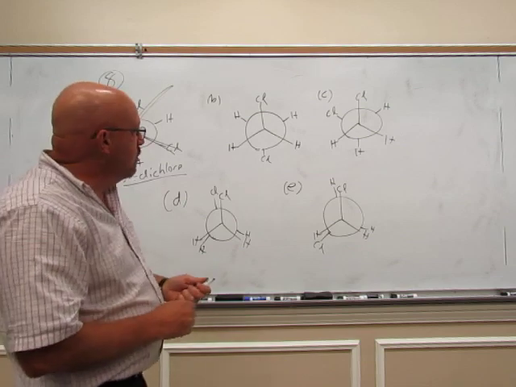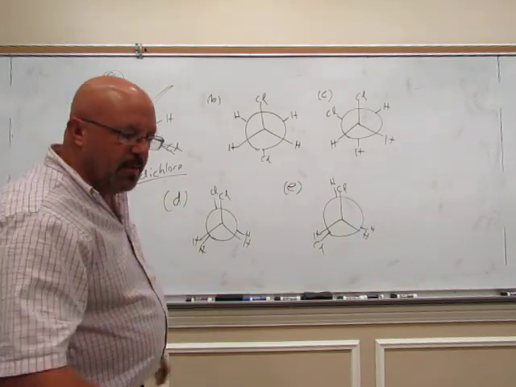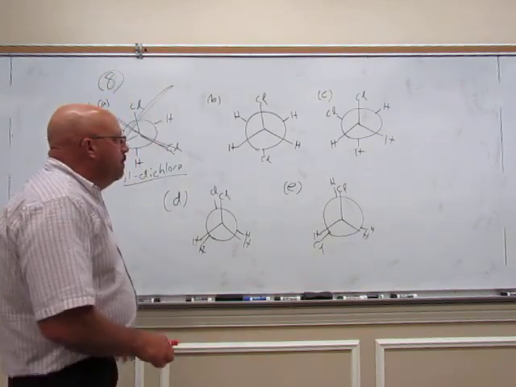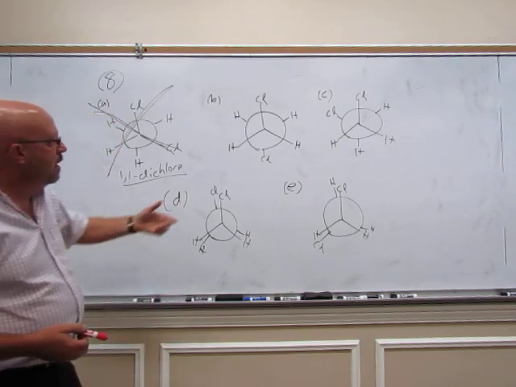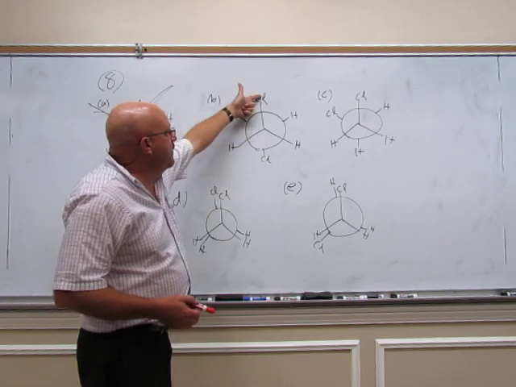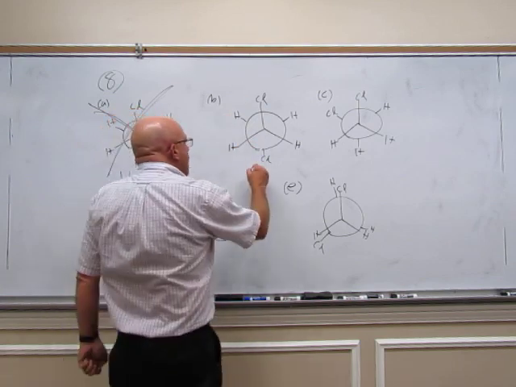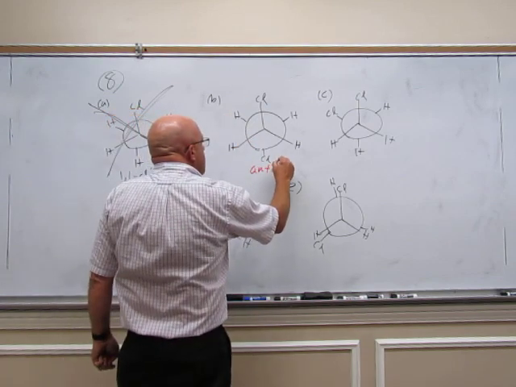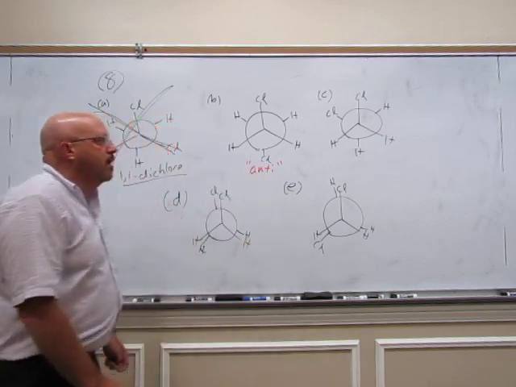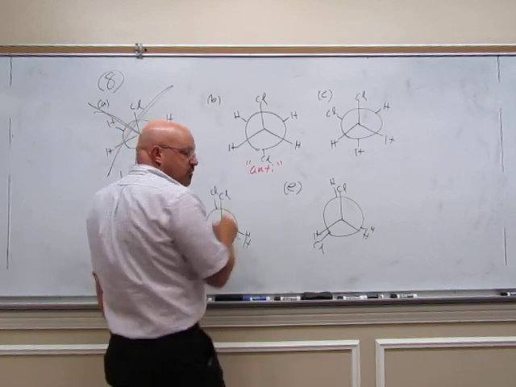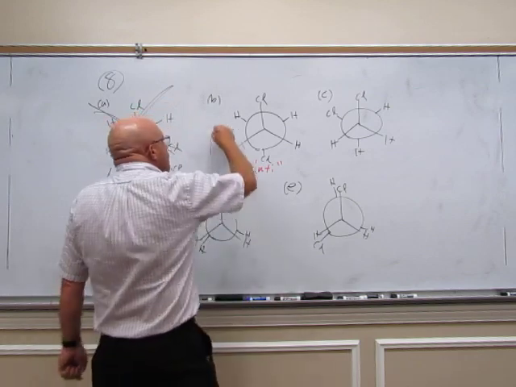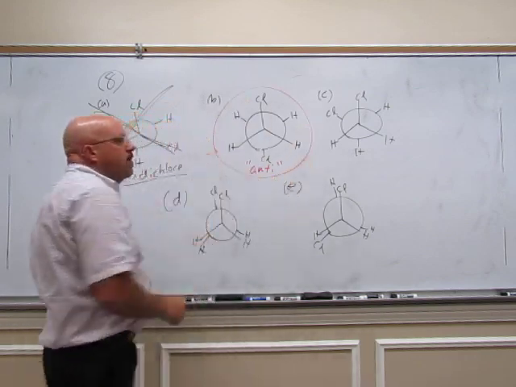Now it asks for the most stable conformation. The most stable is to get those substituents as far away from each other as possible. That's to have the chlorines on opposite sides. This is the anti conformation. They are anti to one another. They are as far away from each other as they can possibly get. That's the most stable. It's in a circle, the most stable. So there's the most stable.